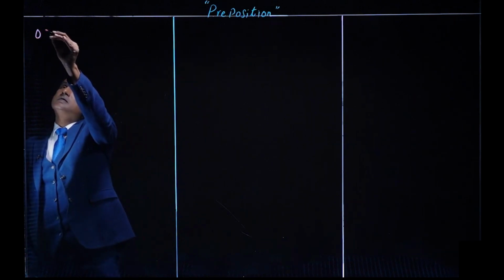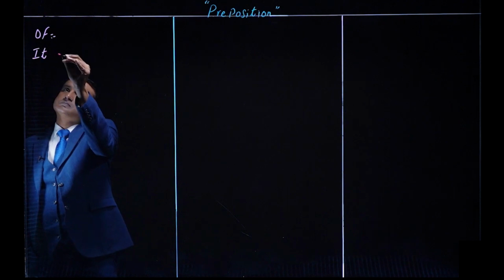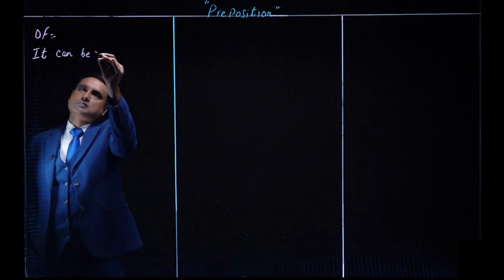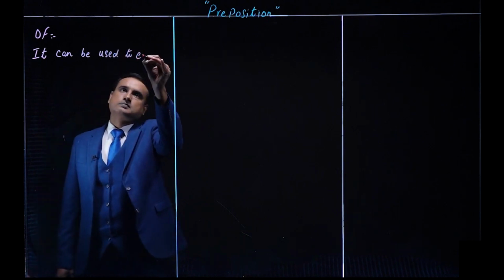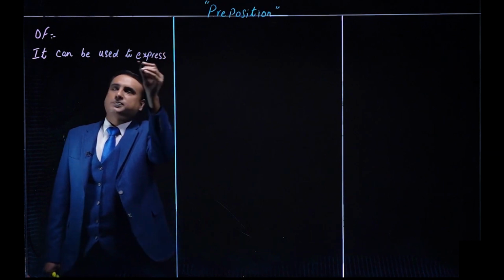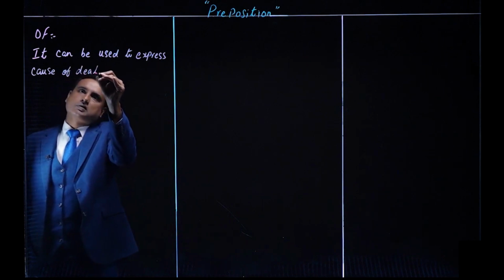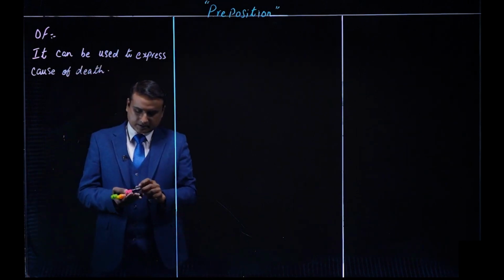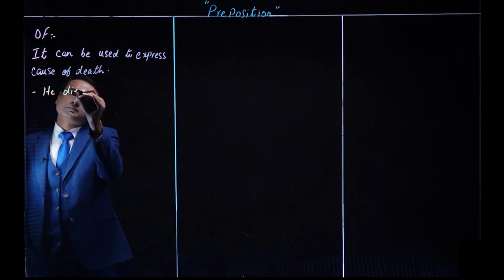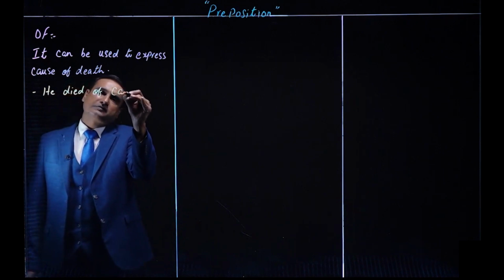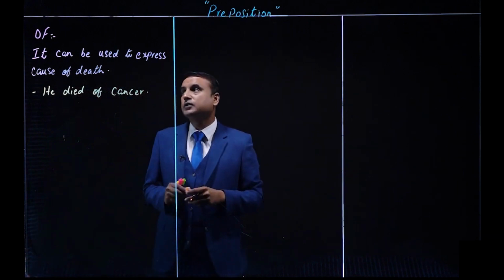Secondly, of can be used to express cause of death. For example, he died of cancer. So this is also a usage of of.